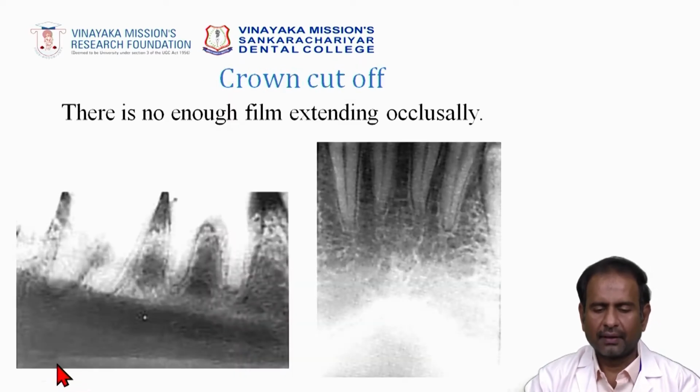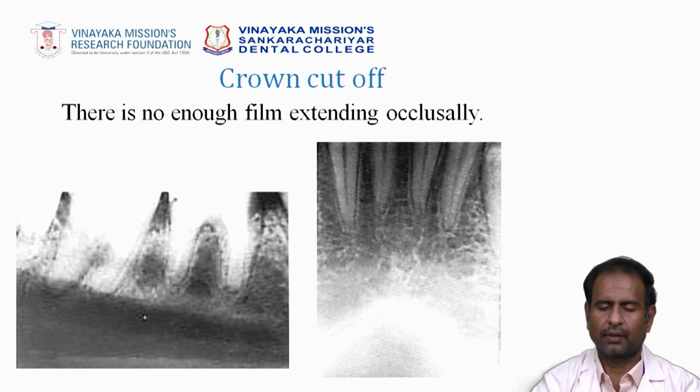Then crown cutoff. It is the same thing. There is not enough film extending occlusally, so only the root portion is seen and the crown portion is not seen. This is also a kind of error.